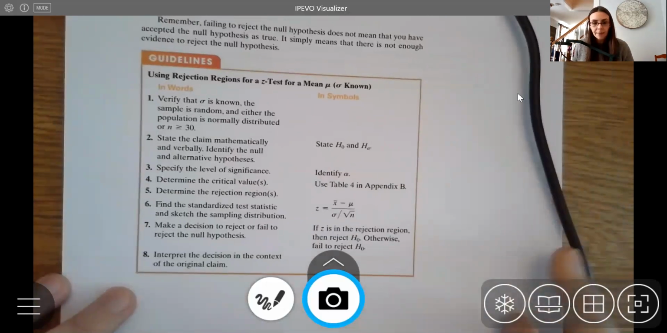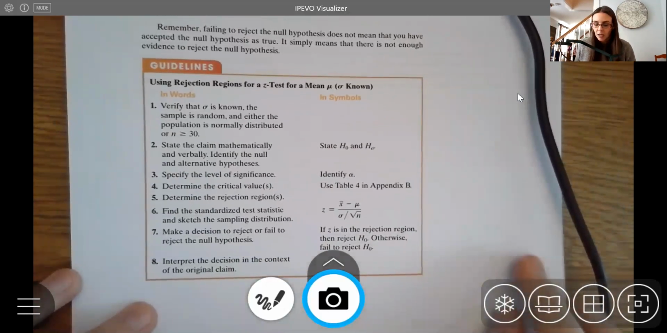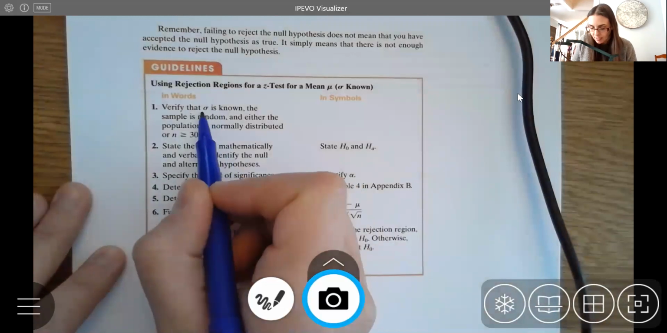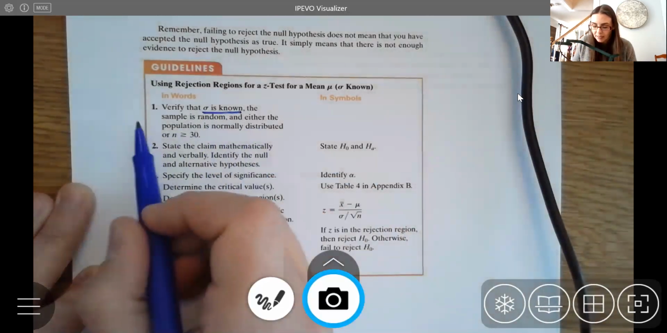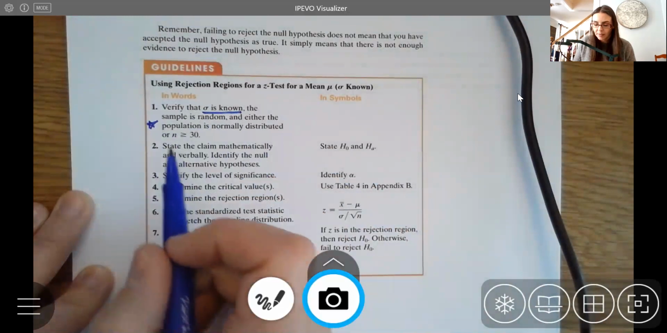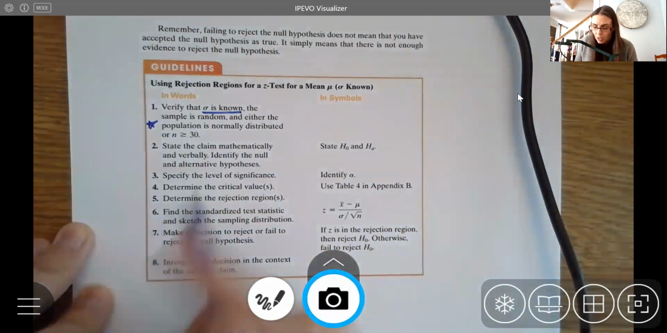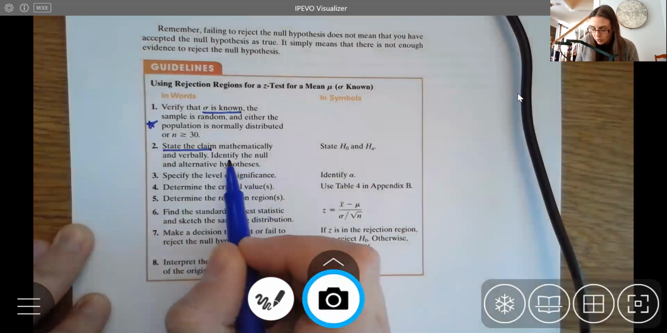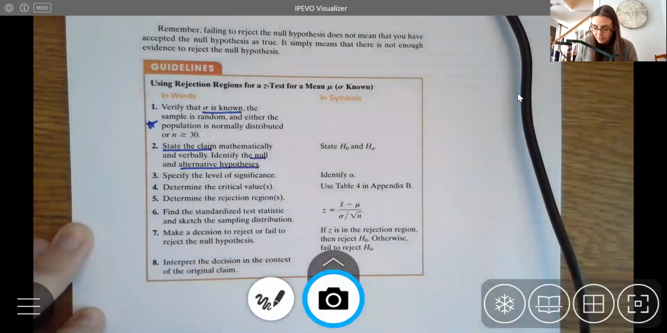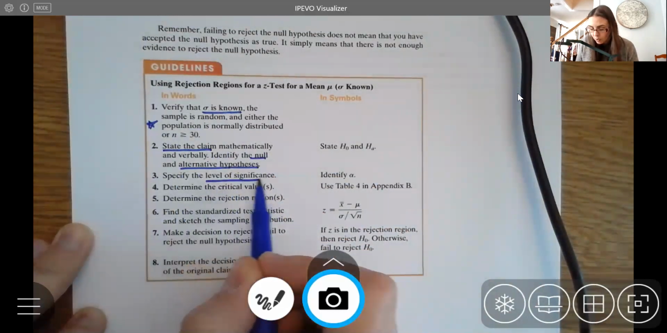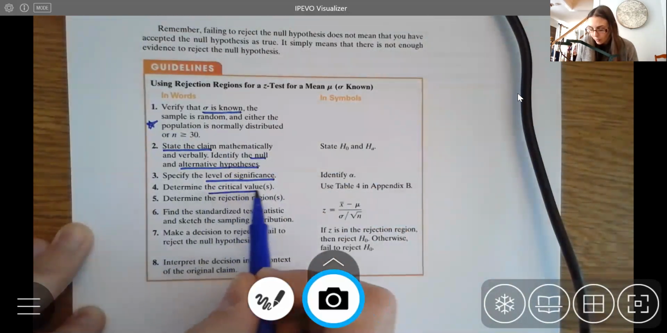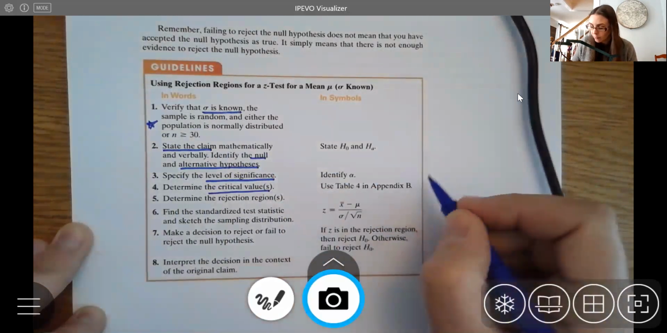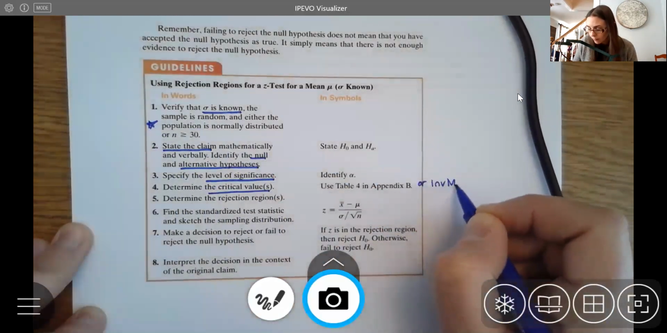So, just to review hypothesis testing, the first thing you need to make sure for this section is that you do know sigma, because we're using normal distributions, right? If you know sigma, you're using the normal curve. We need a random sample, and either the population is normal or your sample size is at least 30. You do want to state the claim, and identify the null and alternative hypotheses. You want to make sure you note your alpha, or your level of significance. You do need to determine the critical values. You can do that with table 4, or you can use inverse norm.